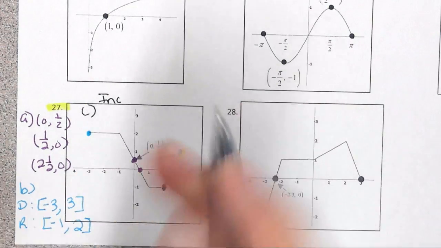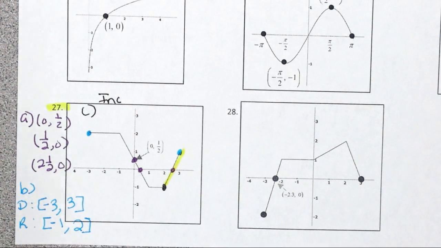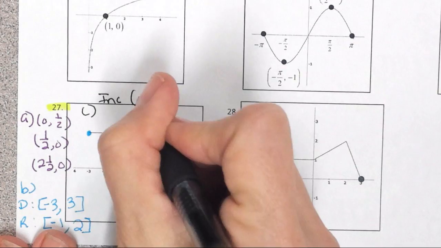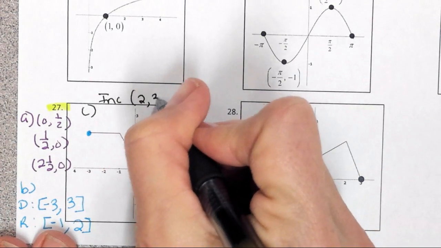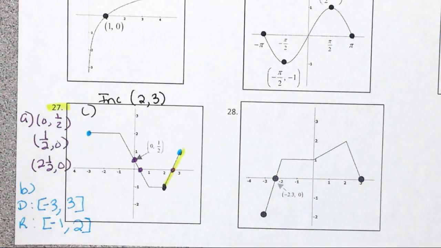3. Okay, and because it's an interval, and because these are my turning points, I have to use parentheses. This does not mean it's an ordered pair. It's just saying 2 and 3 are not included because they're my turning points. Okay?